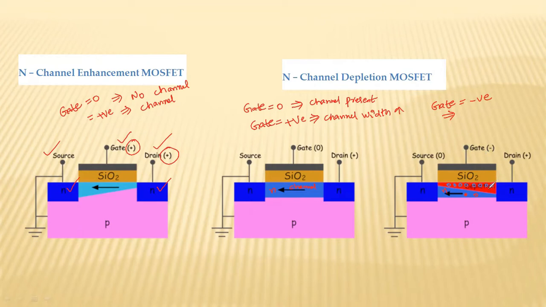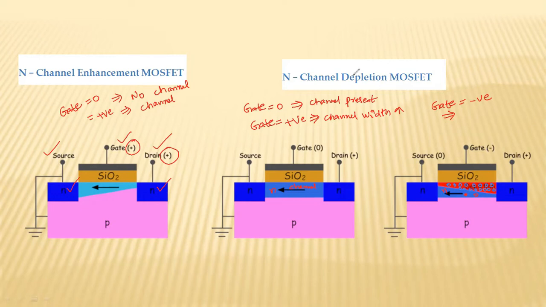These holes accumulated here will obstruct the flow of electrons. That means as you apply more and more negative voltage at the gate terminal, more and more layers of holes will be formed near this region, which reduces the actual width of the channel.